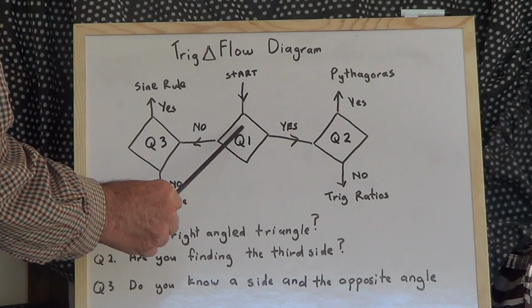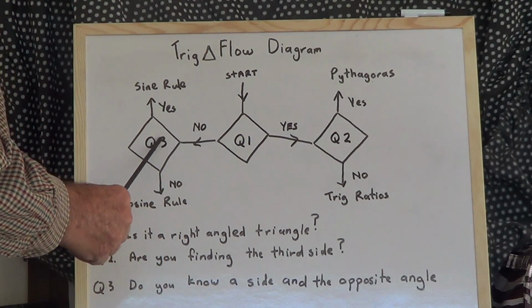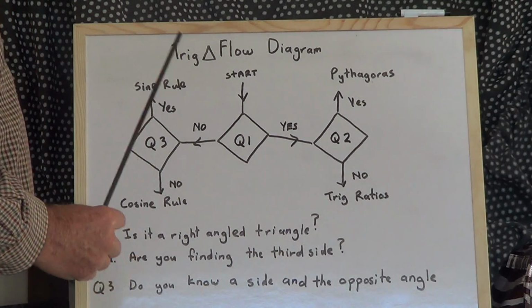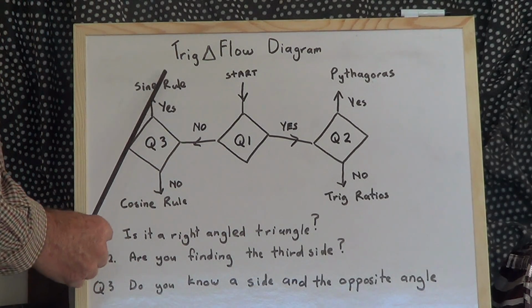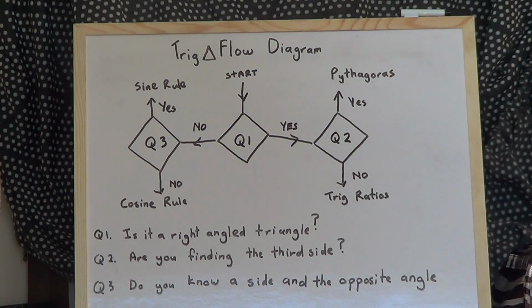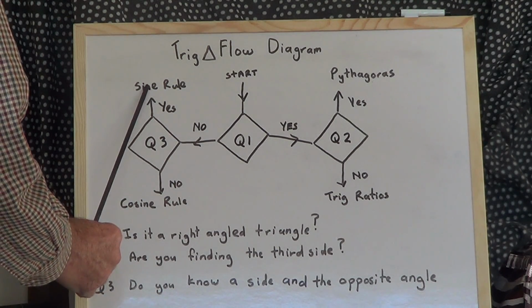If it's not a right angle triangle, you come across to question 3. Do you know a side and the opposite angle? If you do know a side and the opposite angle, it's the sine rule. If you don't, it's the cosine rule. Okay, sine angle, it should be the sine rule.